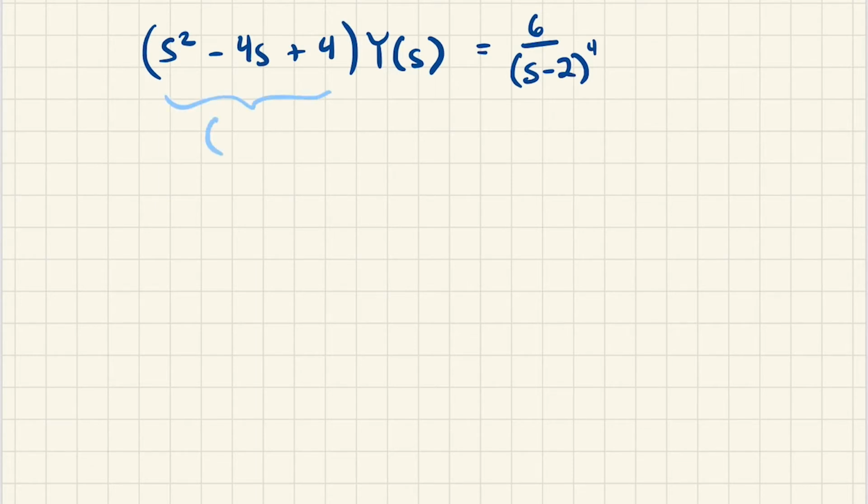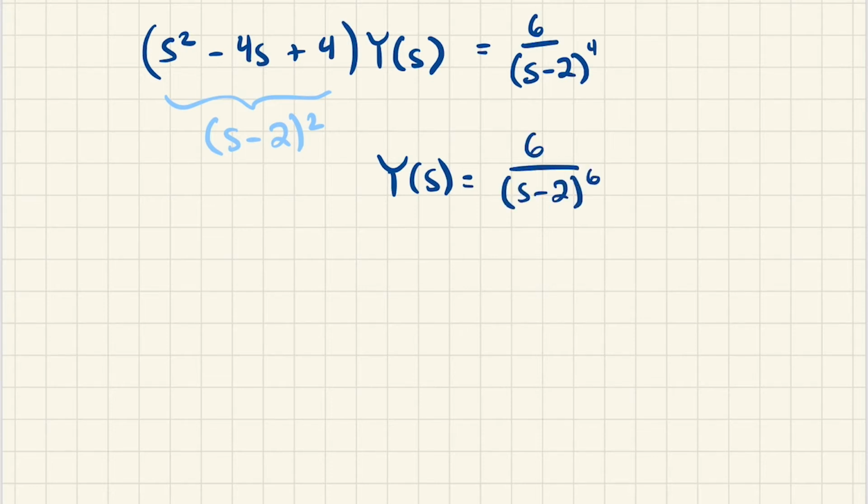So this guy factors into s minus 2 quantity squared. So if we divide both sides by that, we're going to get capital Y of s is 6 over s minus 2 to the 6th power. Okay, very good. So therefore, y is the inverse Laplace of that thing.